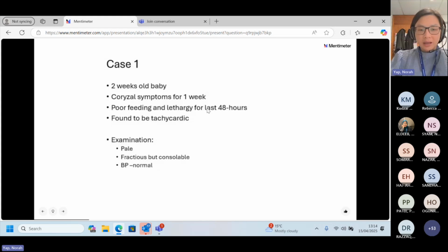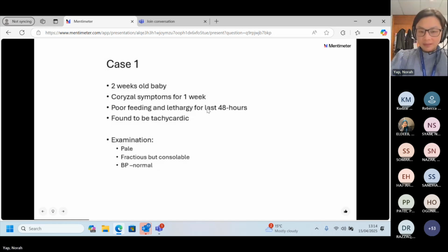Coryza for about a week, poor feeding, lethargy for about 48 hours, and found to be tachycardic. So the baby came to your A&E with coryza symptoms, and when the nurse did the observations, the baby had tachycardia. You examine the patient. The baby looks slightly pale, fractious but consolable. The blood pressure is normal.